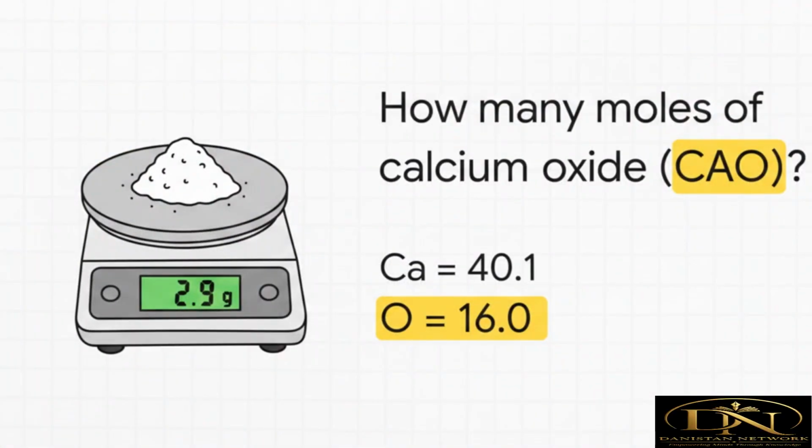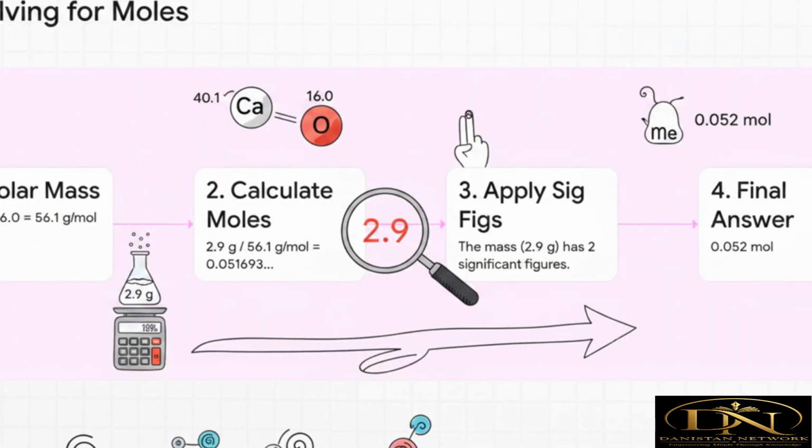Here's our first problem. How many moles of calcium oxide, CaO, are in 2.9 grams of the stuff? And we're given the relative atomic masses for calcium and oxygen right there. Okay, step one is to find the molar mass of CaO. We just add the atomic masses. 40.1 plus 16.0 gives us 56.1 grams per mole. Simple enough. Next, to get the moles, we divide the mass we have by that molar mass. So 2.9 divided by 56.1. And you get a really long decimal on your calculator.